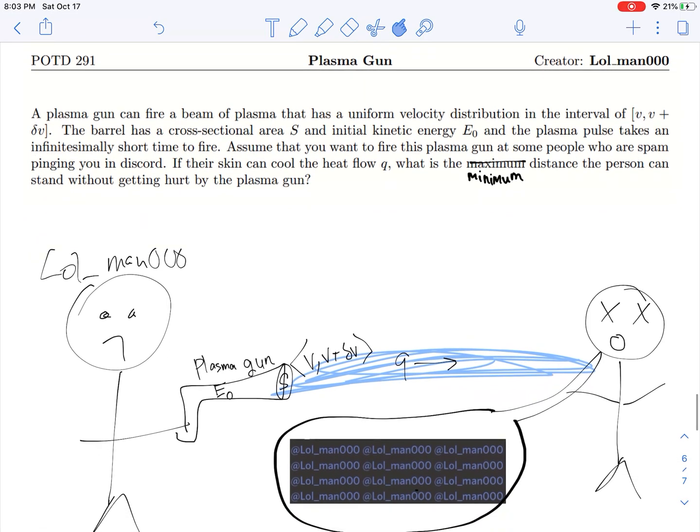So also, when I say infinitesimally short time to fire, I'm going to say that the recoil time is very small, so you can replace the differential delta t with dt.